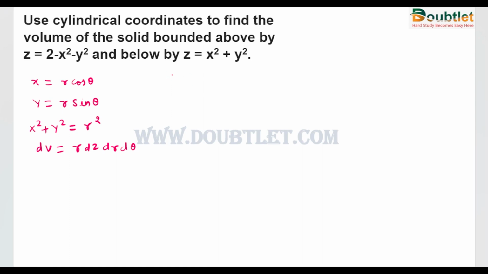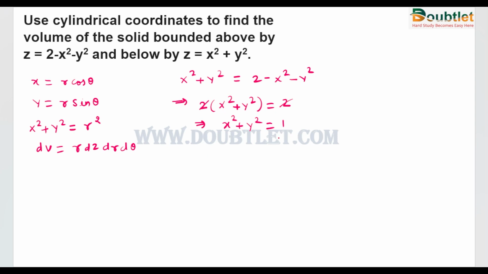So here we have to find the intersection of these two paraboloids, this one and this one. So what we have to do, we have to equate these. So x square plus y square is equal to 2 minus x square minus y square. So we will shift these x square and y square to the left hand side. So what will it become? It will become 2 times x square plus y square is equal to 2. So we can cancel out 2. So the intersection of both of these paraboloids is a circle of radius 1 and center 0, 0.